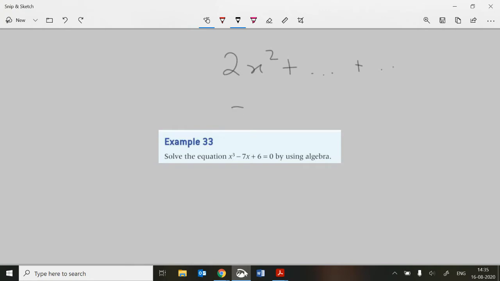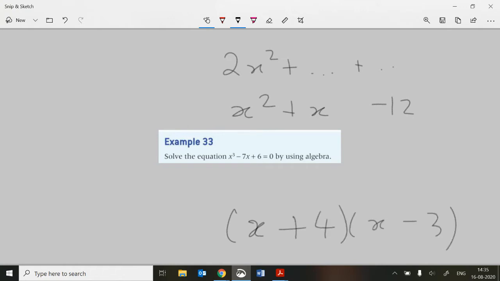For example, if you do x squared, let's take minus 12 there, and we could think that we have plus x in the middle, and we can factorize this. A lot of people would just factorize this by saying, sure, this is plus 4 and minus 3. I can see that two numbers timesing together give minus 12, and adding together to give plus 1 is plus 4 and minus 3.